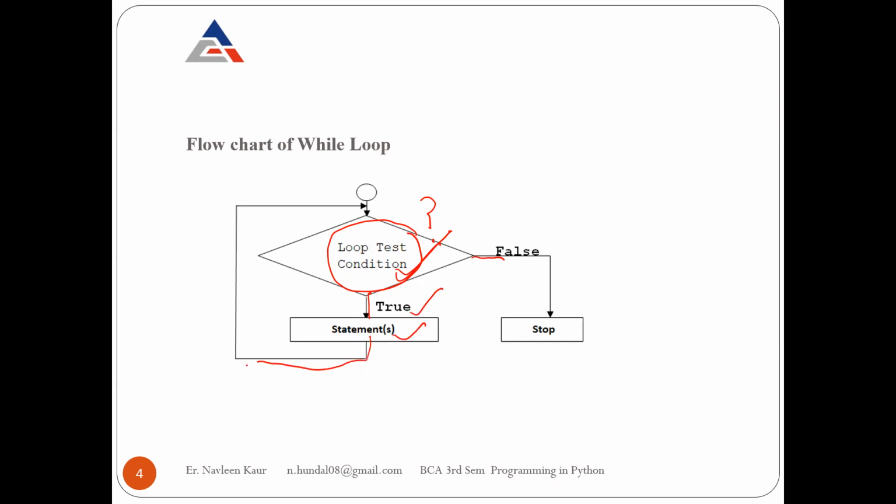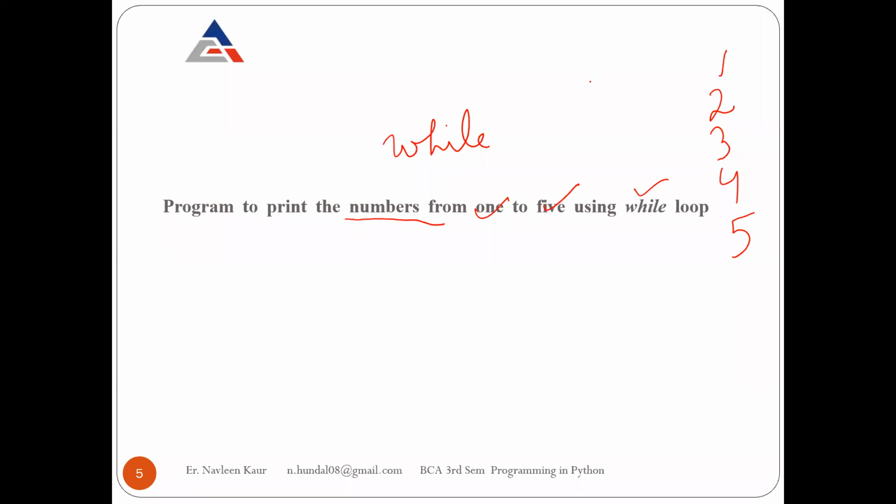And again, you go back to check the condition. Again, the condition is checked here. If it is again true, you execute the statements, and again you go on checking the condition. Now, if you check the condition and suppose this time the condition is false, you have to stop the execution of the statements.